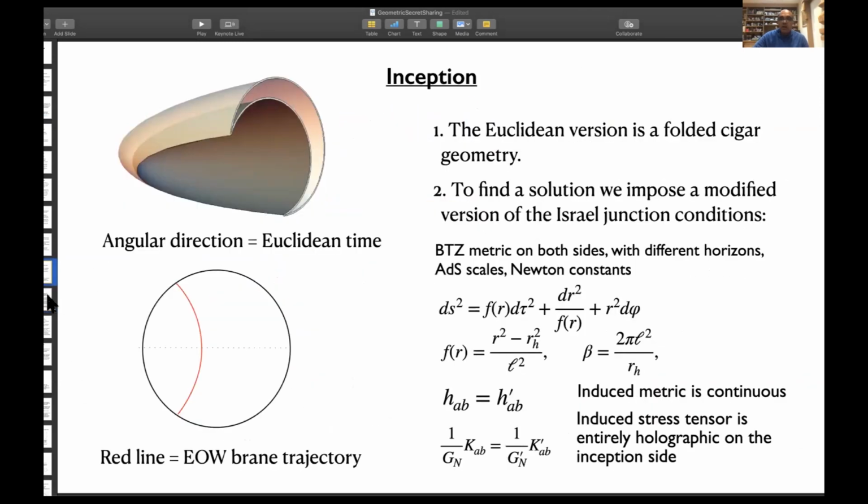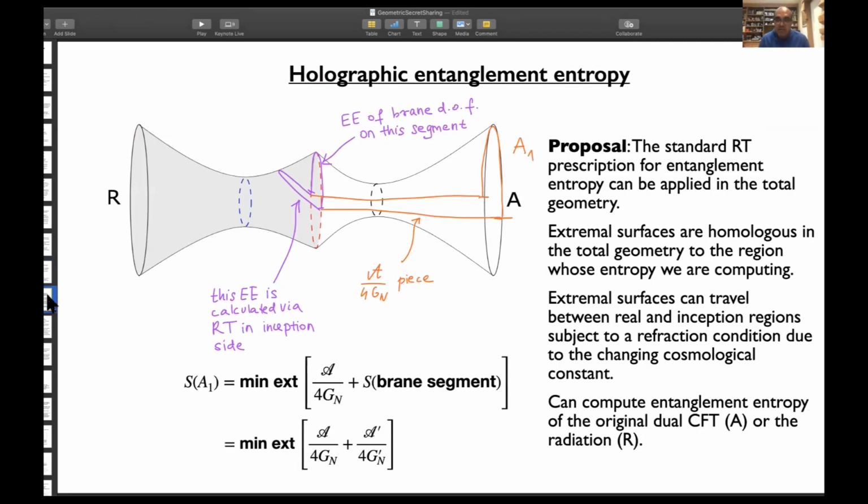We're talking about how to compute the holographic entanglement entropy. So recall that the standard RT prescription goes as follows. So here's the boundary A, and remember this is the inception geometry, this is the real geometry. The standard RT prescription says, suppose you want to compute the holographic entanglement entropy of this region A1 here, part of the boundary A. You find a minimal surface, an extremal surface that is homologous to A1, and the smallest extremal surface of this kind defines, via Area over 4G Newton, the entanglement entropy. So that's the idea, right?